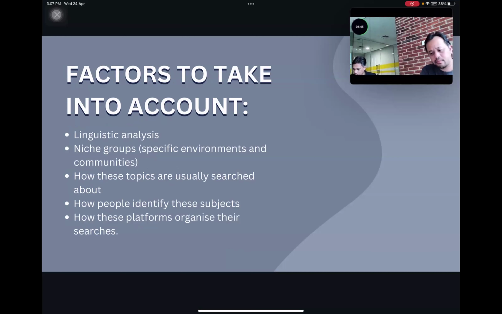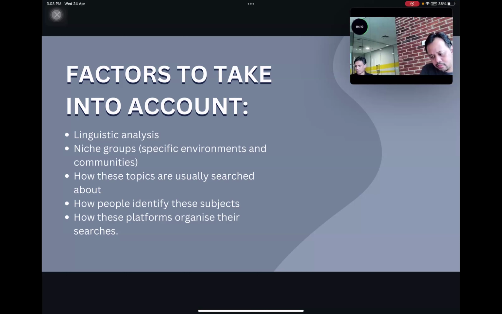So like I said, linguistic analysis, how different dialects affect searches. So for example, if you were someone from Texas, you wouldn't search a question up the same way someone from northern London would, because you don't have the same vocabulary, and it would make it harder to specify what you're looking for.